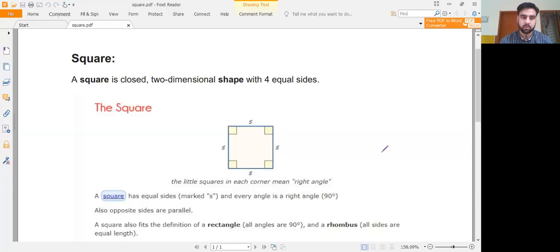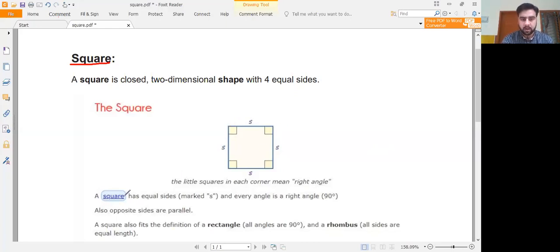Friends, today I would like to explain square. What is a square? How to find the area and perimeter of a square? Okay, first of all, what is a square? A square is a closed two-dimensional shape with four equal sides. Any figure which has four equal sides meeting in this form is called a square.